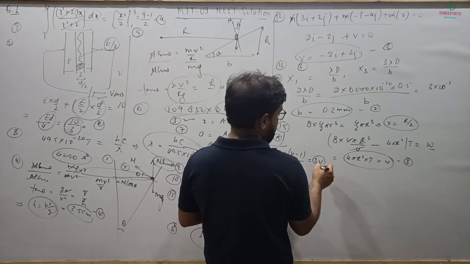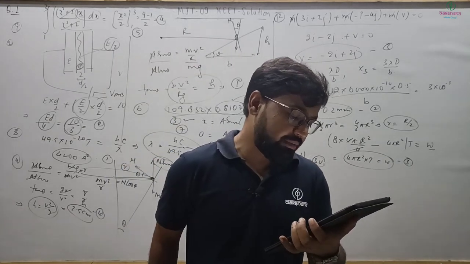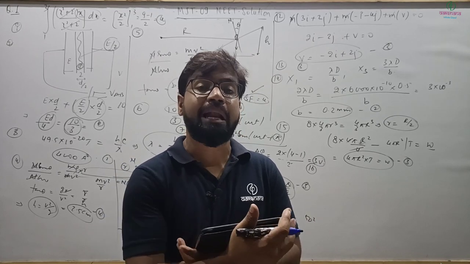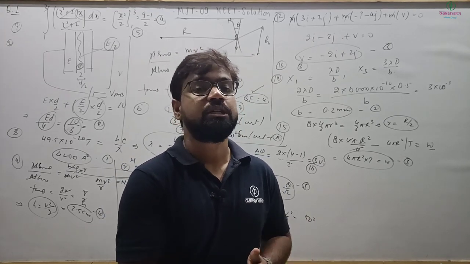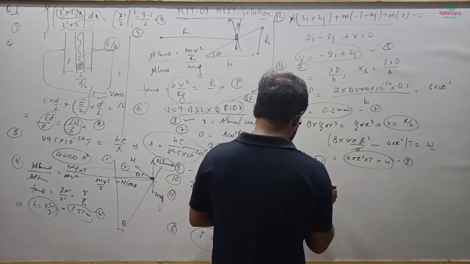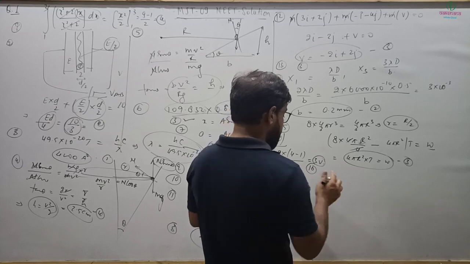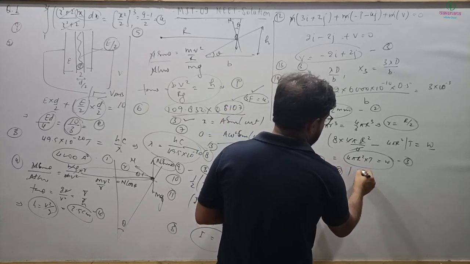Next, question number 16. Which of the following diagrams does not represent a streamline flow? In a streamline flow, two streamlines never cross or cut each other. That is not possible, so the diagram that shows crossing is not representing streamline flow. So that means option 4. Next, question number 17.